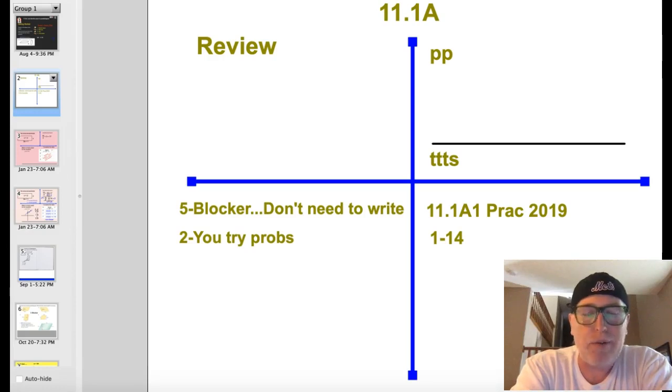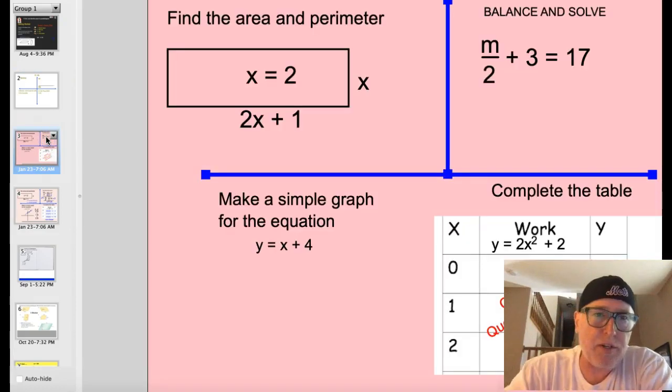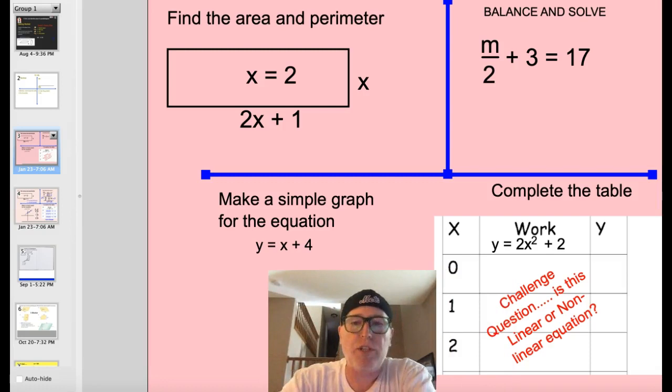We've got our review, video work. There's a 5 blocker that you don't need to write the answers to. You got 2 you-try problems and then 1 through 14 on the problems. Like I said, pretty straight up. Here's your review. Take 5 minutes to take a look at this. Take a max of 5 minutes. You've even got a challenge question there if you want to try that.